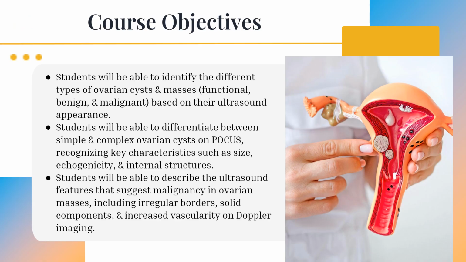The course objectives: the students will be able to identify the different types of ovarian cysts and masses, particularly functional, benign, and malignant masses. Based on the ultrasound appearance, students will be able to differentiate between simple and complex ovarian cysts using point-of-care ultrasound, particularly recognizing the size, echogenicity, and internal structures. Students will be able to describe the ultrasound features that suggest malignancy in ovarian masses, such as irregular borders, solid components, and increased vascularity on Doppler imaging.